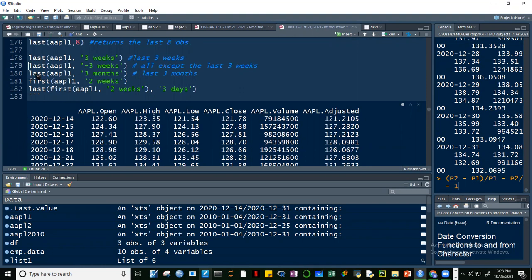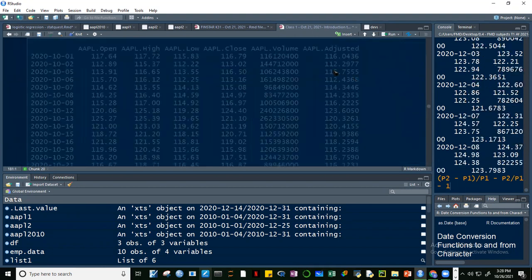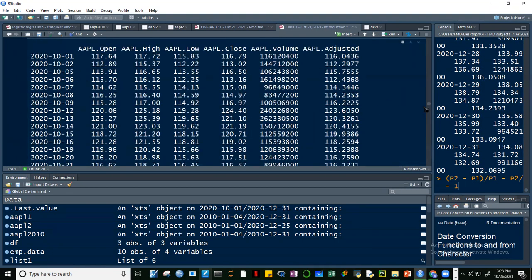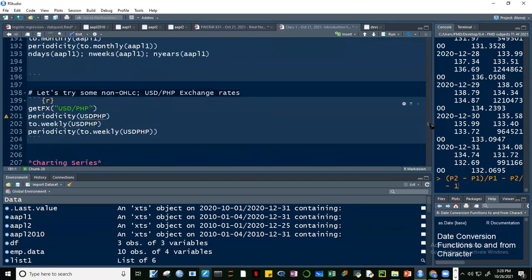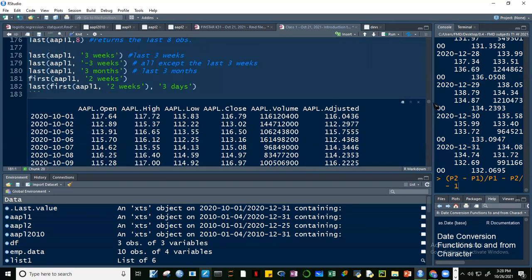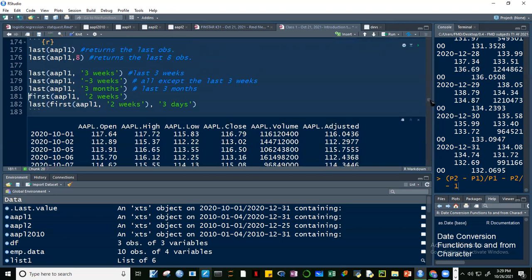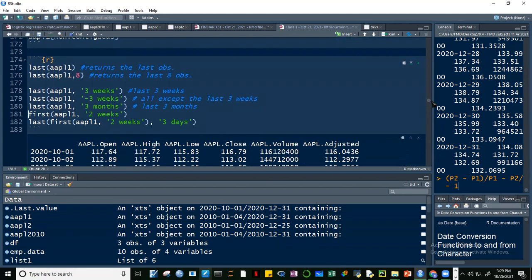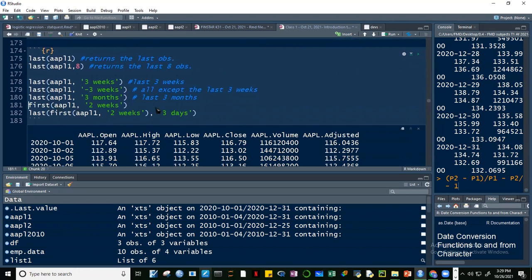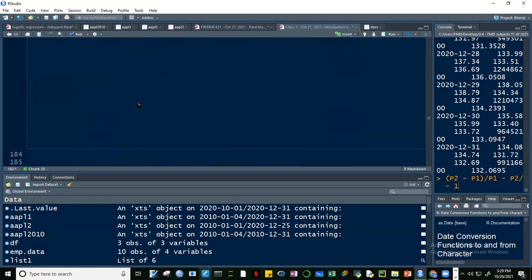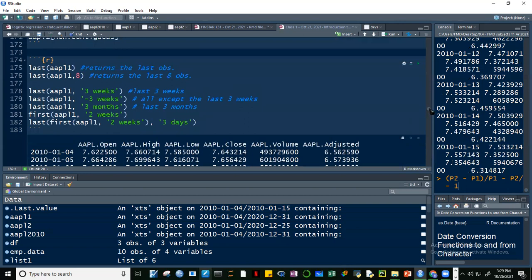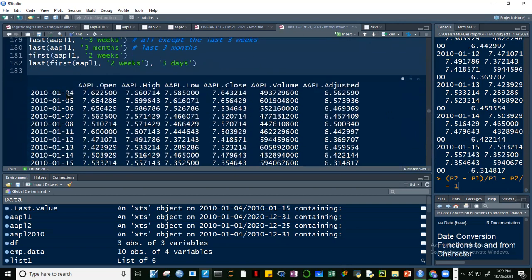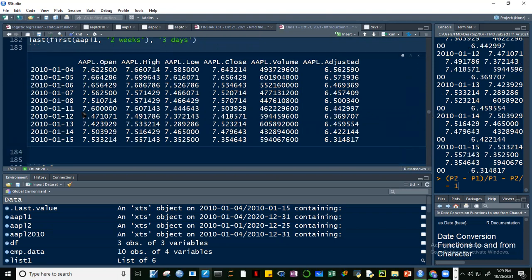Then we can also use, of course, the last 3 months. That will give us October, November, and December of 2020. So very convenient, guys. If you want to subset, you can use the first and the last, or you can use the subset function. They give us the same. All right. So first 2 weeks. So this was the first 2 weeks of Apple from January 4 until January 15.